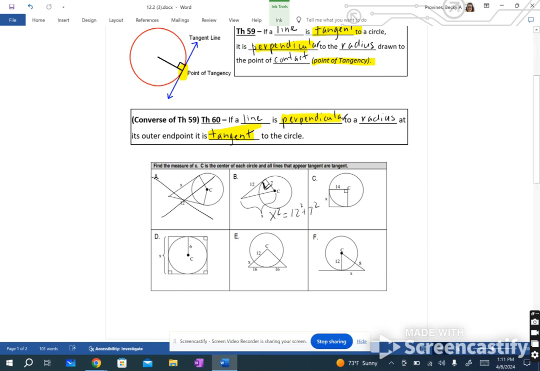Okay, so I am home and I don't have a calculator, so I'm just going to use my phone calculator. Let's figure this out real quick. So we have 144, 12 squared, plus 7 squared, which is 193. And then we're going to square root that. So x is 13.9 when I round it to the tenths.